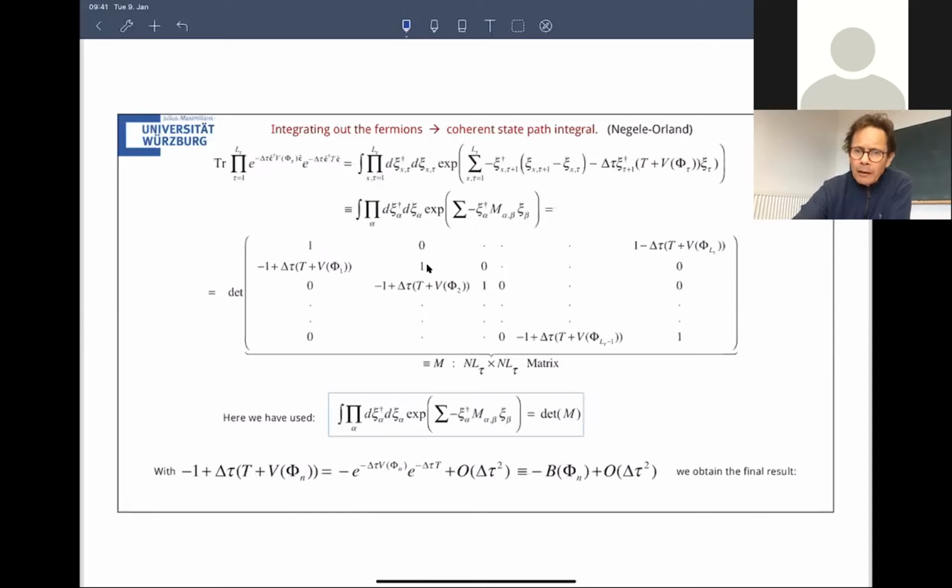And then at this point here, I have to take into account the anti-periodic boundary conditions for the size. So I have exactly the same thing here, but now at the last time slice, and I have a plus 1 and a minus 1 here. Okay, so how do we go on?